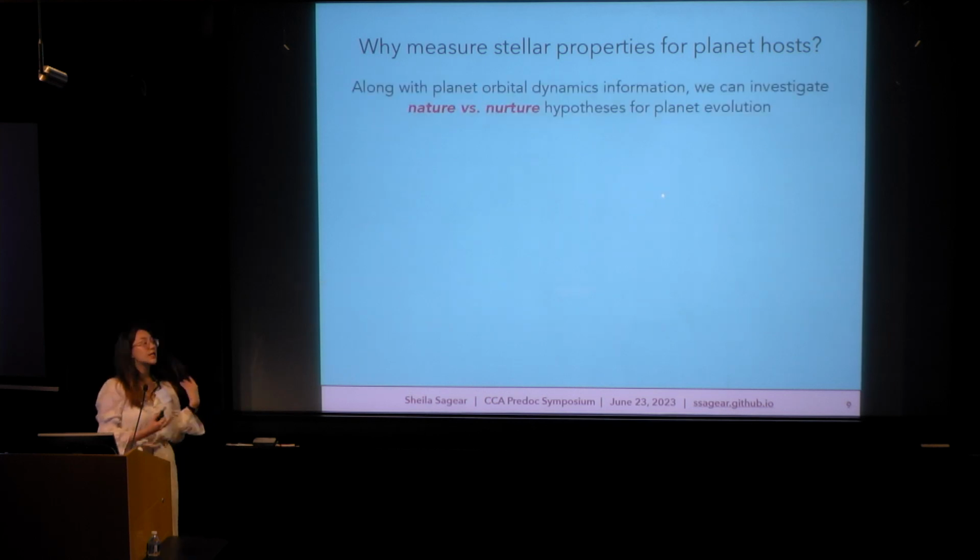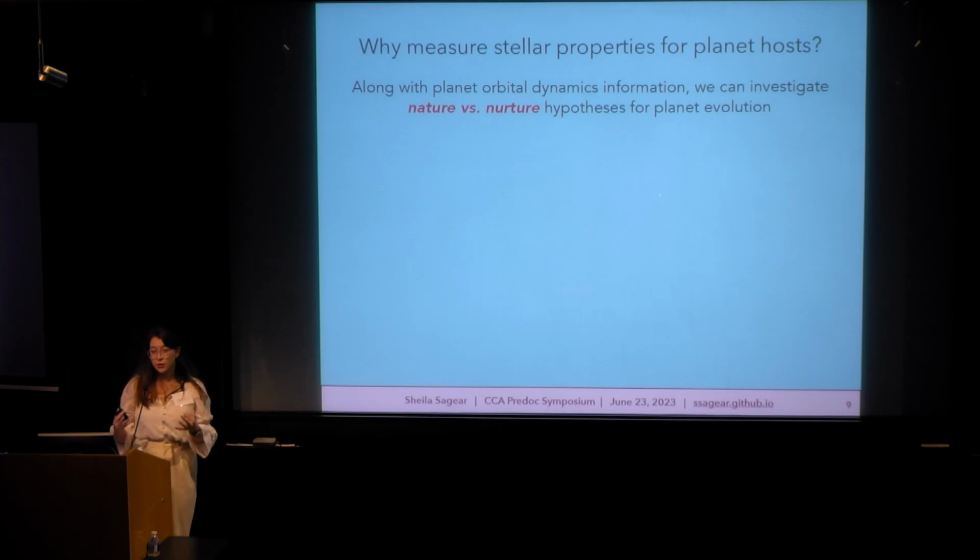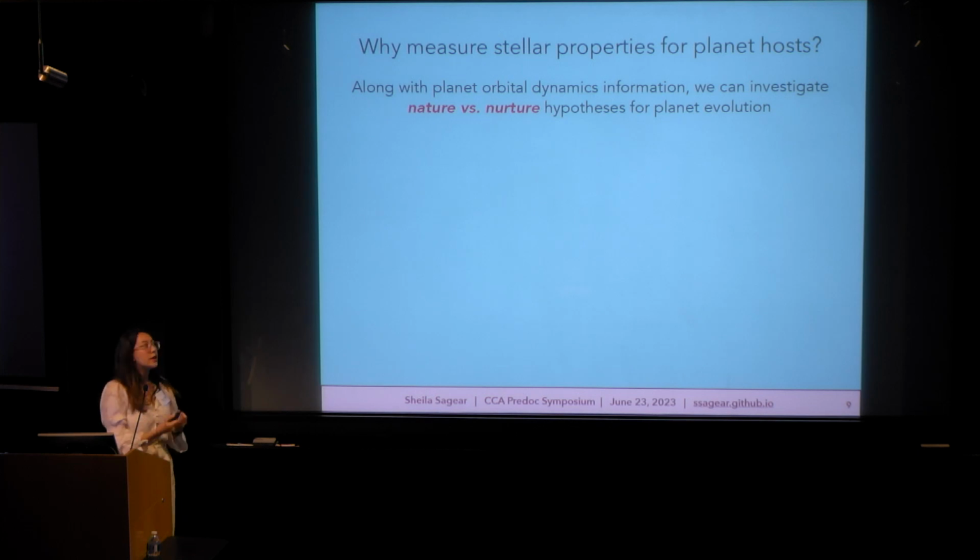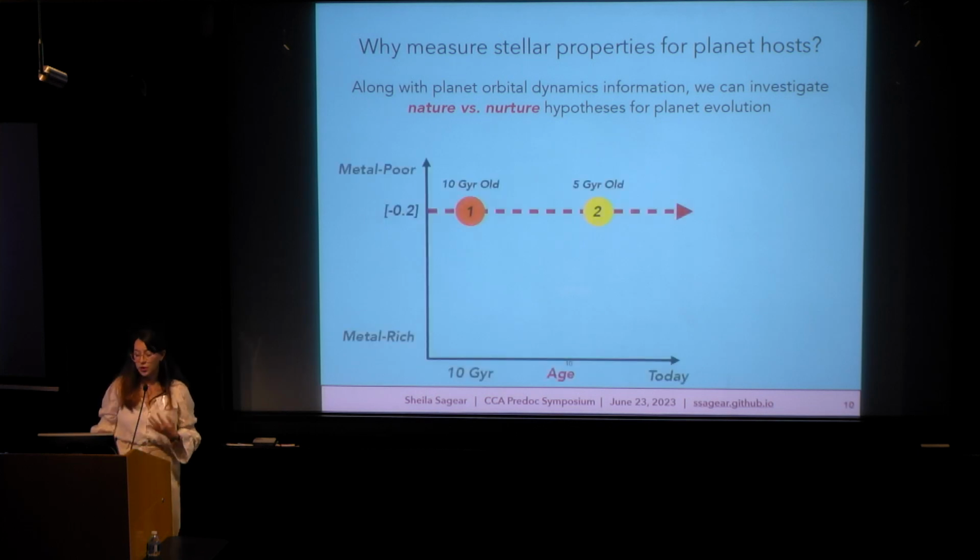So I'm going to give you an example of one of the questions we might be able to answer using these three pieces of information. So we might investigate a nature versus nurture hypothesis for planet evolution. Say we have two stars, star 1 and star 2. We have metallicity and age information for both stars. Say that we know the metallicity is pretty much consistent between these two stars, but we know that their ages are inconsistent. One is younger and one is older, right?